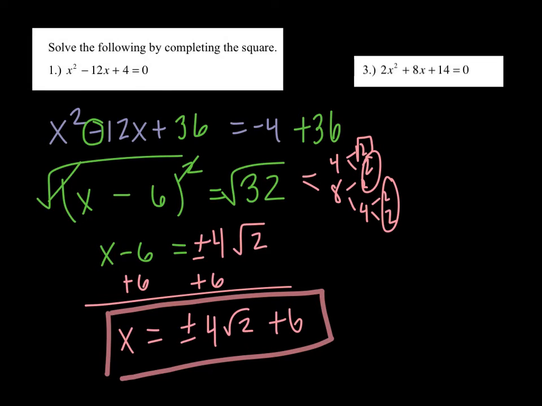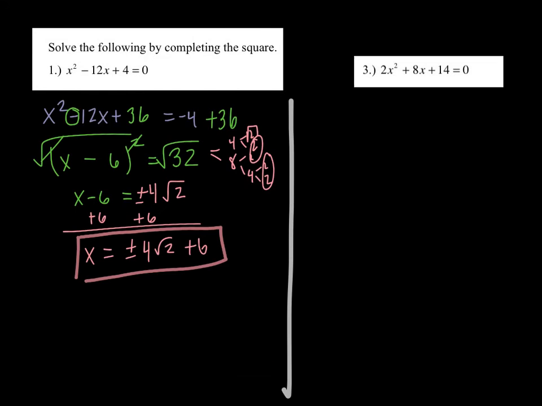So let's try number 3. So for number 3, the first step is making sure, is my lead coefficient 1? If it's not, divide by whatever is going to make your lead coefficient 1. So in this case, we have to divide this entire equation, guys, by 2. So that will make this x squared plus 4x plus 7 equals 0 divided by anything is still 0. So we like it when we divide by that lead coefficient and it's still all whole numbers. That means we don't have to leave anything as a decimal or a fraction.